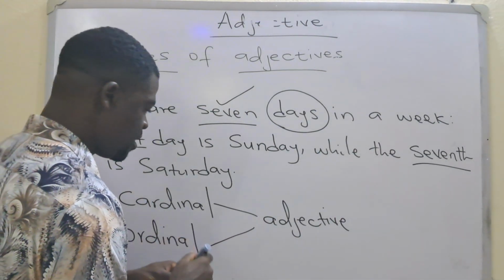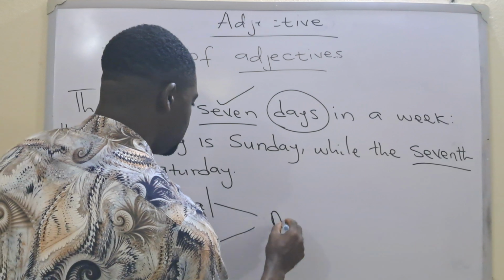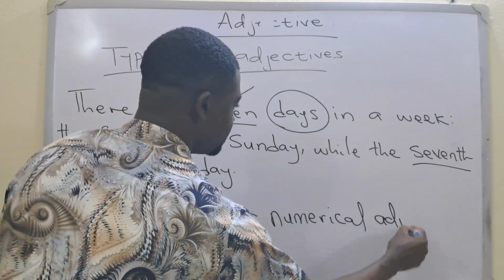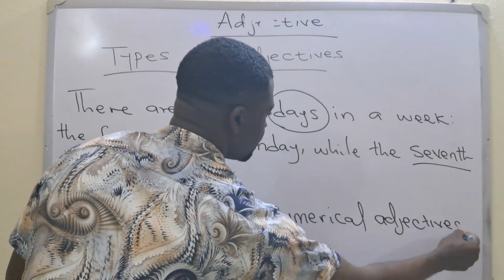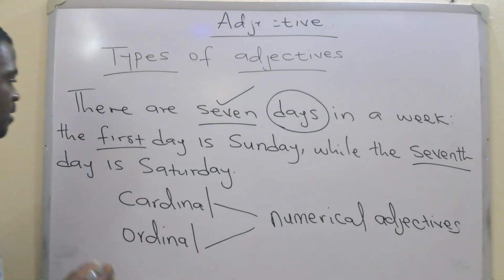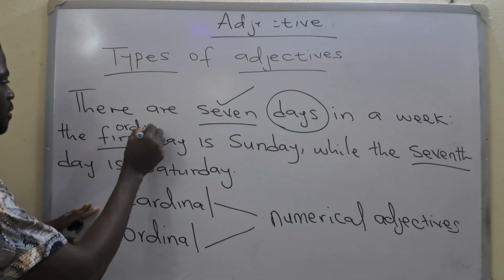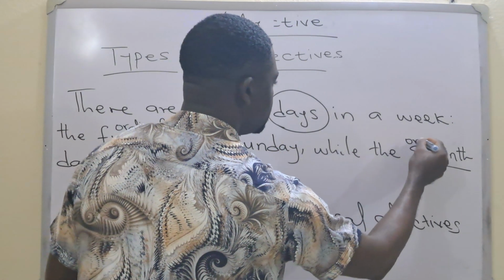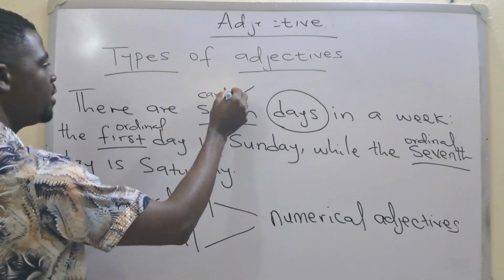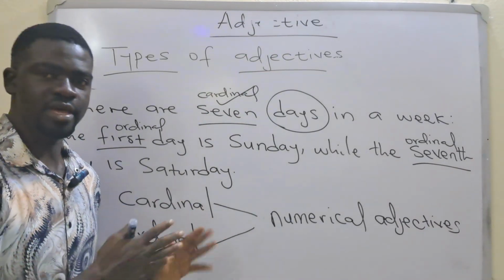We say they are all numerical adjectives. Okay, cardinal, ordinal, numerical adjectives. This one indicating position is ordinal. While this one is cardinal, showing number. Okay, I believe you get the difference now.